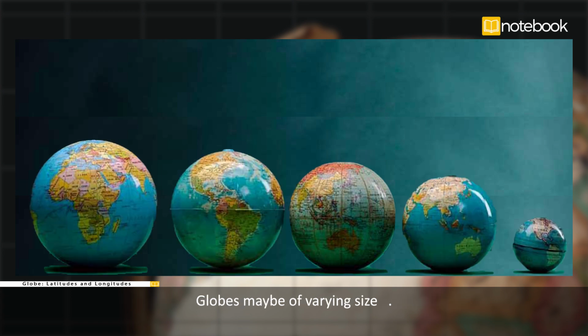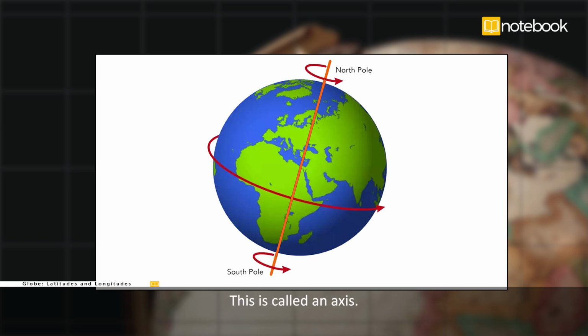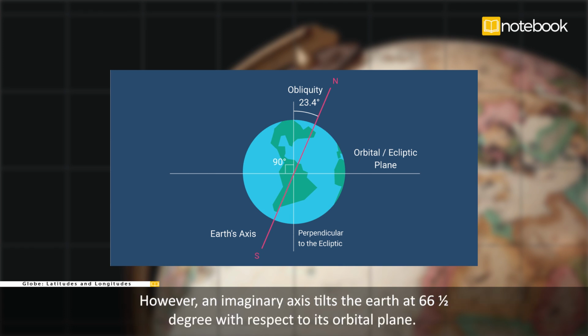Globes may be of varying shapes. A needle passing through the north and south poles holds the globe in its slightly tilted position. This is called an axis. This allows us to rotate the Earth. It is important to remember that the Earth has no actual axis passing through it. However, an imaginary axis tilts the Earth at 66.5 degrees with respect to its orbital plane.